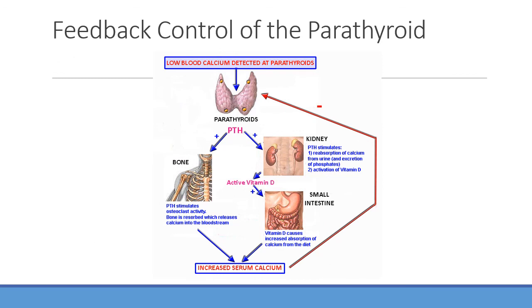Again, this is a negative feedback loop, so once your calcium levels start to rise and get into the right range, that should feed back to the parathyroid and start to shut it down, saying, hey, we have enough calcium around, we don't need to release any more. You can start to decrease production there, and that helps to maintain the balance between your calcium levels in the bone and everywhere else.